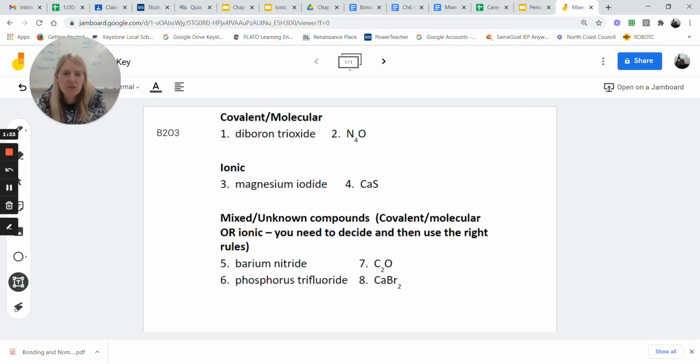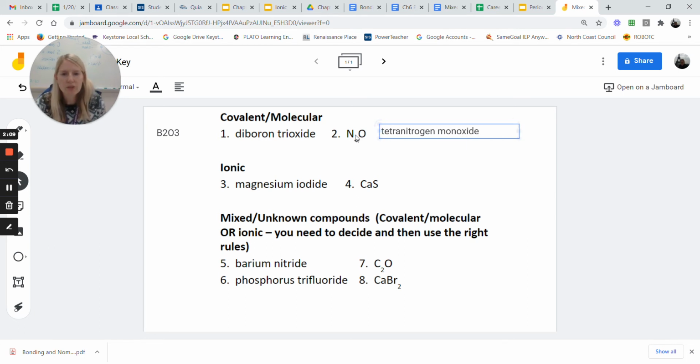If we are given the formula, like N4O, and it's molecular, like it stated it was, we need to include our prefixes. The only time we would not include a prefix is if the first element only has 1 atom. In this case, our first element is nitrogen, and there are 4 atoms of it. So we would say tetranitrogen. And then for O, oxygen, we would change it to oxide, and there's only 1 of it, and we do use mono on the second element.